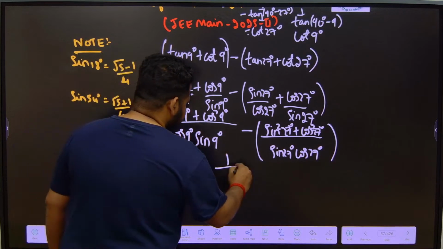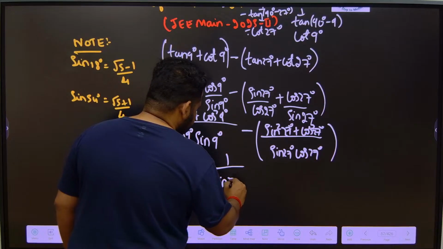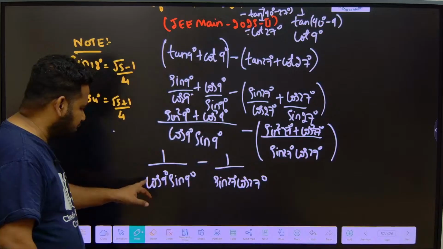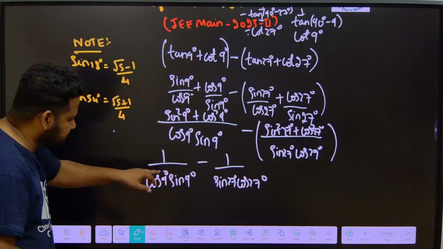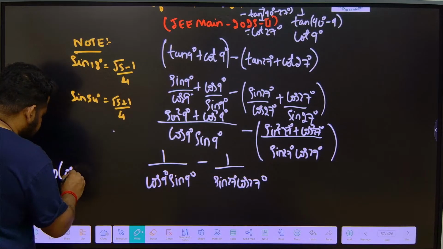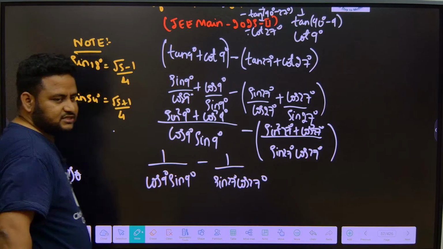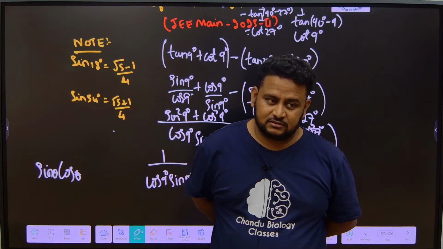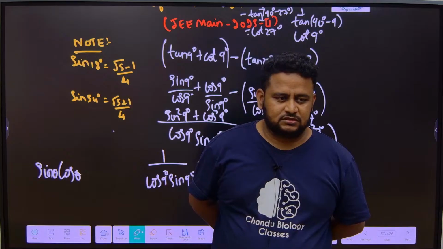This is 1 by sin 27 cos 27. Correct? So you focus only on the denominator. This is of the form sin theta cos theta. Sin theta cos theta is there, but sin 2 theta is what? 2 sin theta cos theta. 2 is missing. We cannot make sin 2 theta.